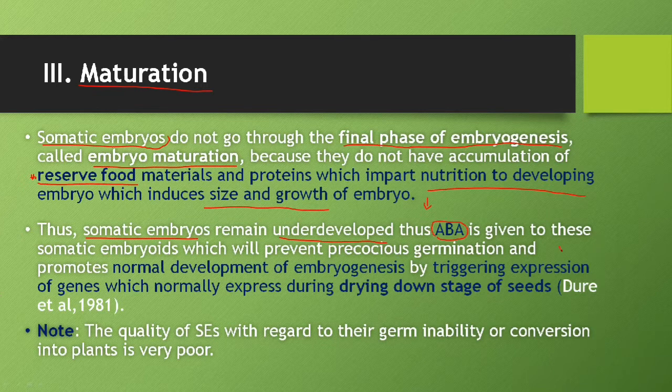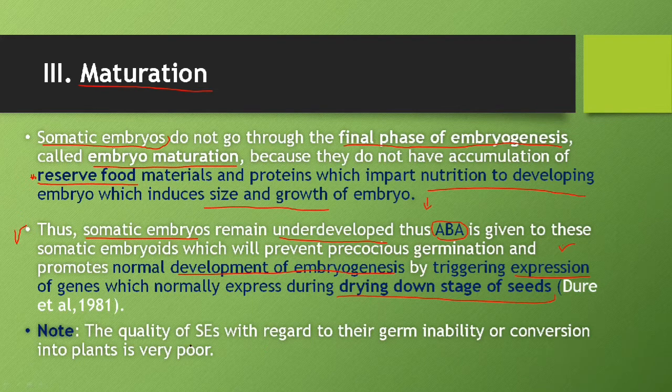So why is this abscisic acid used? Because abscisic acid will prevent precocious germination and promote normal development of embryoids by triggering gene expression. Normally, ABA induces somatic embryogenesis during the drying down stage of the seeds. And here the same process is repeated by adding the ABA onto the nutrition medium.